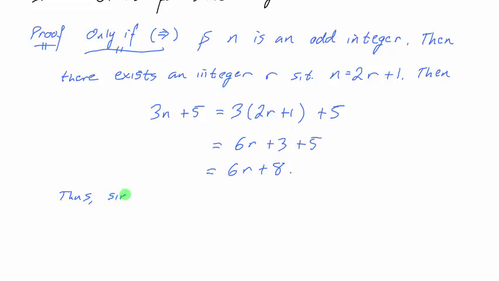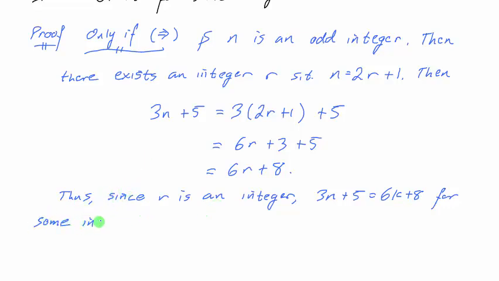Thus, since r is an integer, 3n plus 5 is equal to 6 times, now maybe I should have used k and it would have worked out nicely, but 6k plus 8 for some integer k. And here r is equal to k. If I had had to do some additional manipulating, then I may have had 6 times something else, some other expression involving r that didn't work out as cleanly. But here it did work out nicely, so we'll go ahead and use the variable name that was mentioned above. So that completes that direction of the proof.